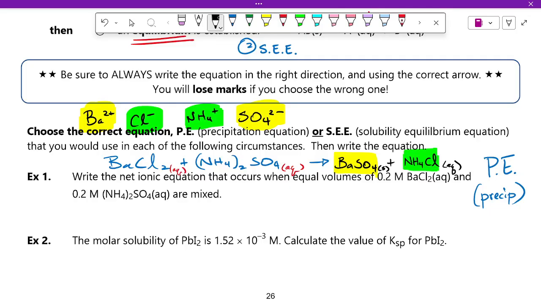Now, let's do the shortcut method of writing the net ionic equation. All we do is we take our solid, BaSO4, we write it on the right, we put an arrow going towards it, and then we say, what do we need to make BaSO4? Ba and SO4. Make sure you put in your states, aqueous, aqueous. And there we go.